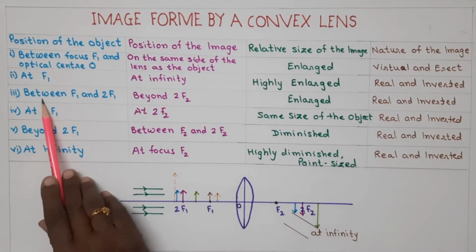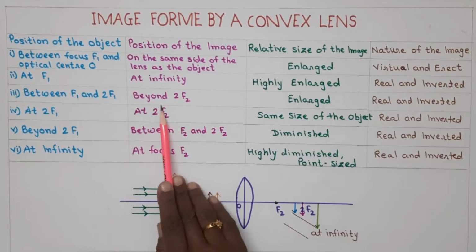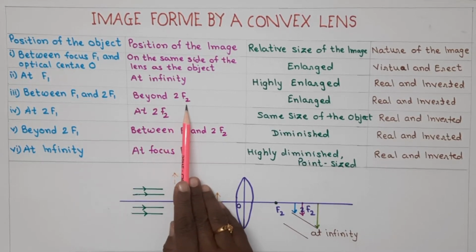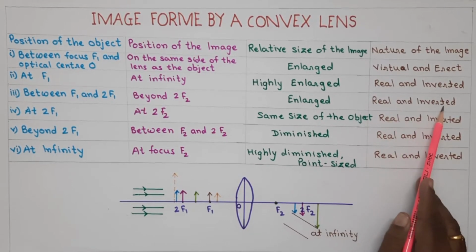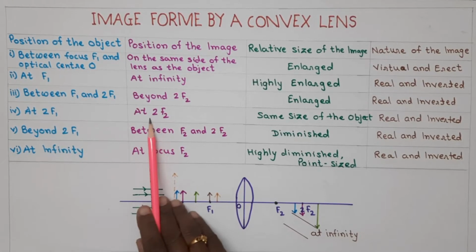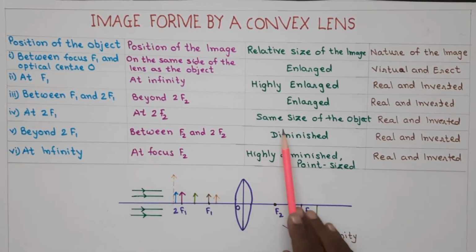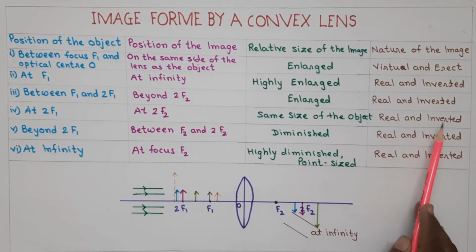When the object is between f1 and 2f1, the image is formed beyond 2f2. It is enlarged, real and inverted. When the object is at 2f1, the image is at 2f2. It is of the same size as the object, real and inverted.